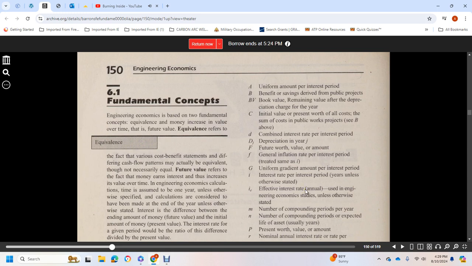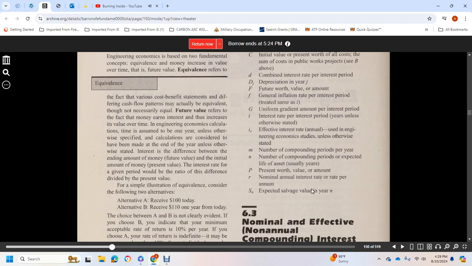M, number of compound periods per year. N, number of compound periods, or expected life of the asset in years. P, present worth, value, and amount. R, nominal annual interest rate per annum. SN, expected salvage value in year N.